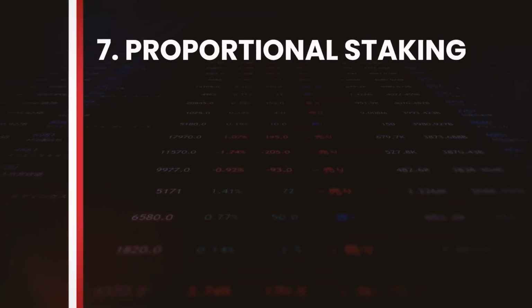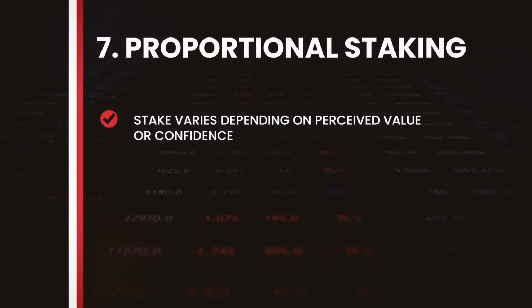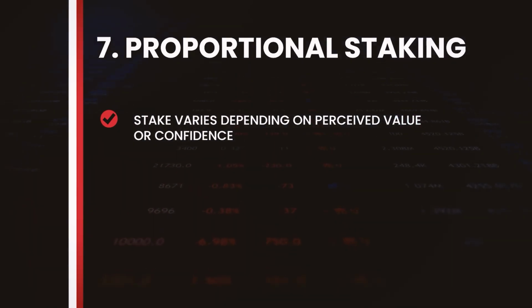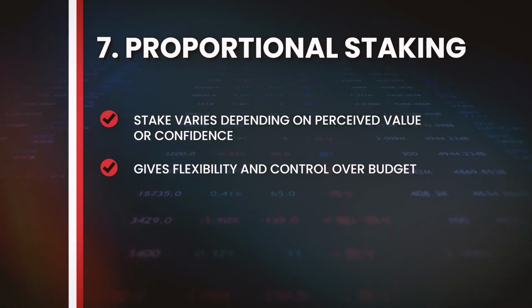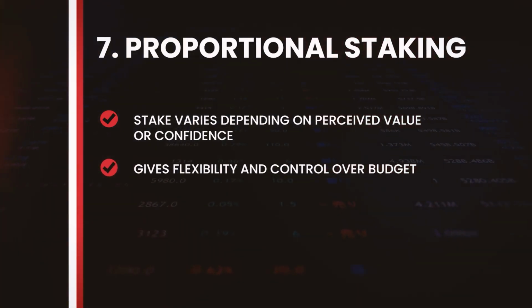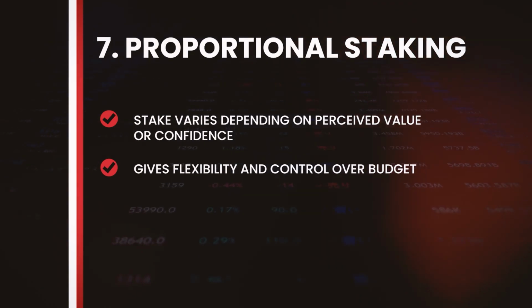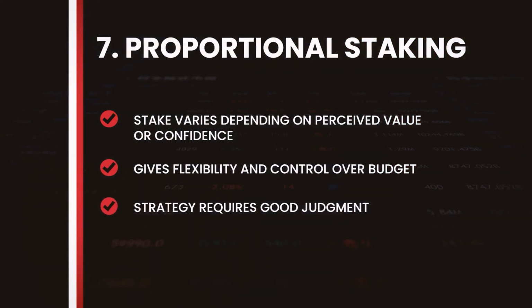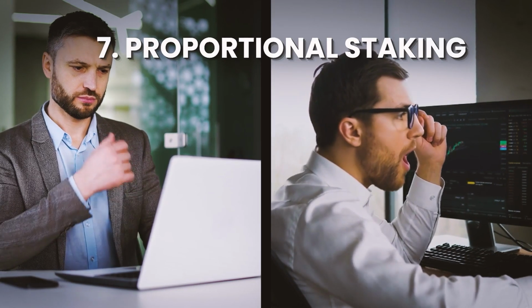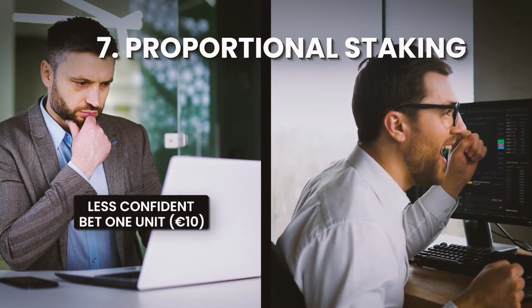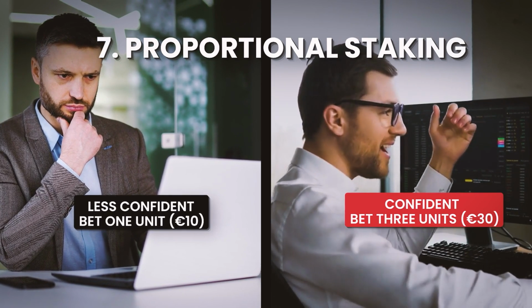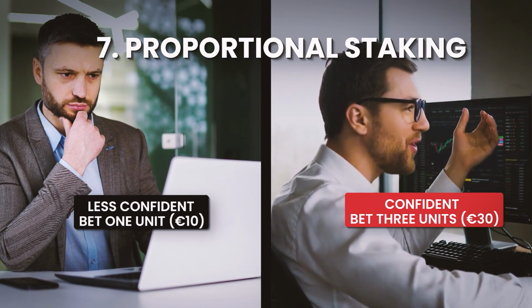Number 7 is proportional staking. With this, the stake varies based on the perceived value or confidence of a bet, often in multiples of a unit. This gives flexibility and control over your budget. It rewards strong bets with higher stakes and protects against overinvesting in low-confidence picks. This strategy requires accurate judgment. Let's say, for example, you are not particularly confident in a selection. Only bet 1 unit, 10 euros. If you are very confident in a selection, bet 3 units, 30 euros.